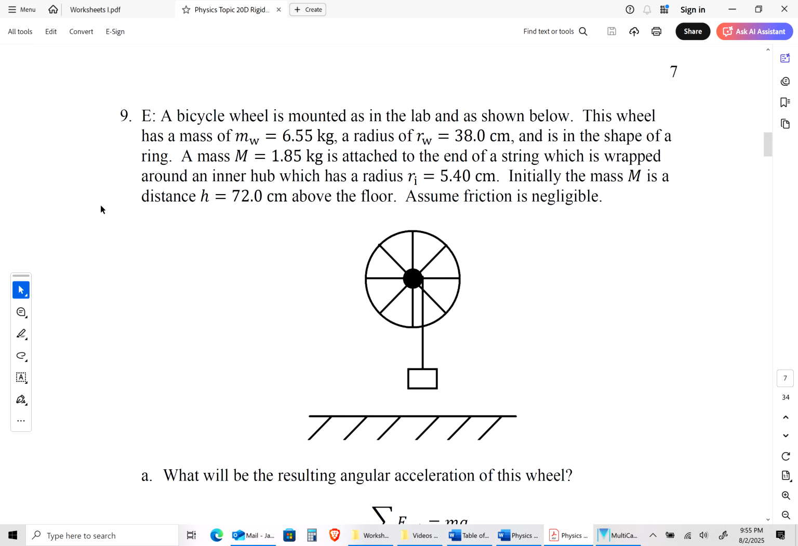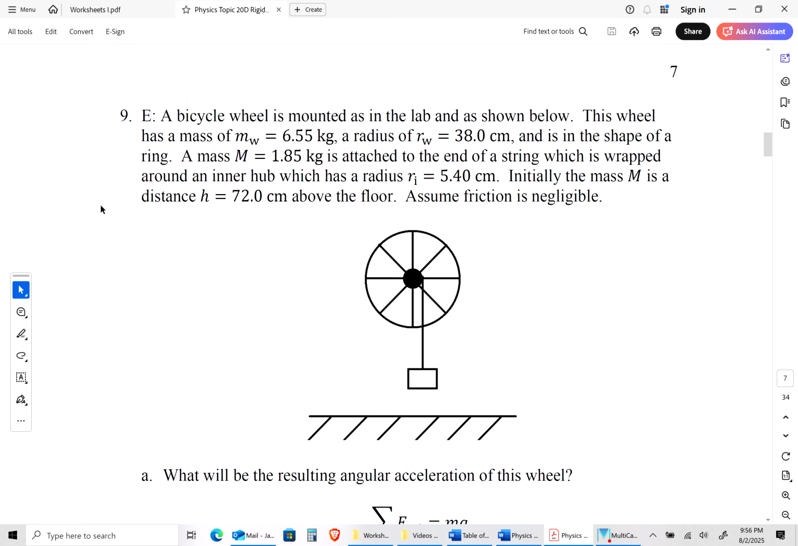Question 9, a bicycle wheel is mounted as in the lab and as shown below. The mass of the wheel is 6.55 kilograms. The radius R sub W is 38 centimeters and it is in the shape of a ring. A mass M equals 1.85 kilograms is attached to the end of a string which is wrapped around an inner hub which has a radius R sub I of 5.4 centimeters. Initially, the mass M is a distance of 72 centimeters above the floor.